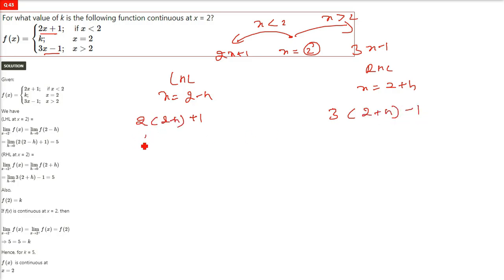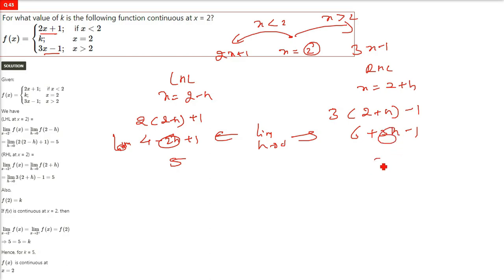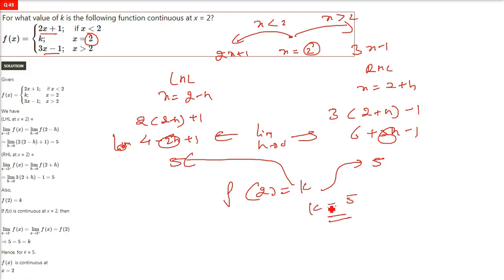Okay, let's do this one. 4 into 2, this is 4 minus 2h plus 1; 6 plus 3h minus 1. Just apply the limit, h tends to 0, on both sides. This minus 2h is going to be 0, this 3h is going to be 0. So 4 plus 1 is 5, and 6 minus 1 is 5. Of course this is 5, this is 5, and it has to be equal to the value of the function at x equals 2, that is f of 2, and that is equivalent to k. So k is 5. So f(x) is continuous at x equals 2 when k is 5.